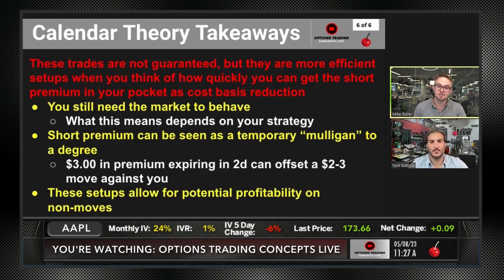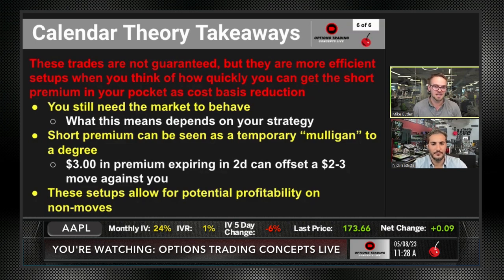With that said, you still need the market to behave. And what that means specifically depends on your strategy. So if you do a call diagonal spread and the market drops, you're going to see losses on that trade. But you're going to see less losses than if you just had the long option, for example.